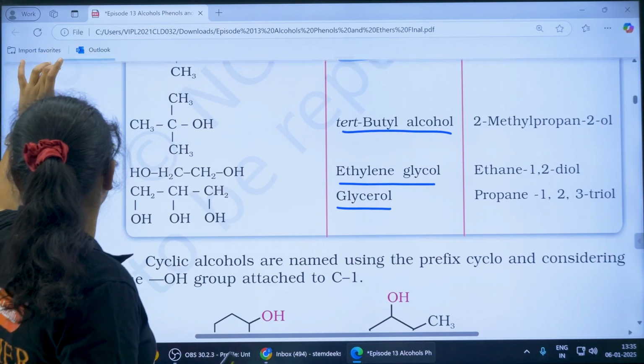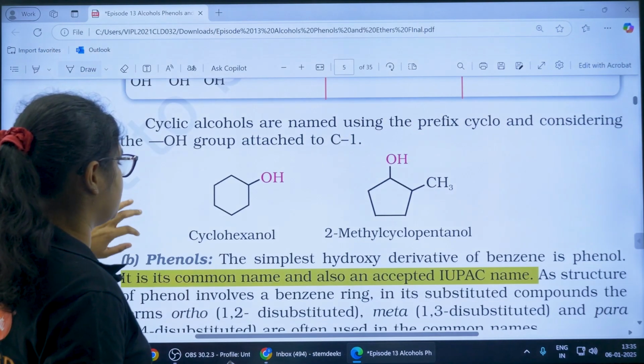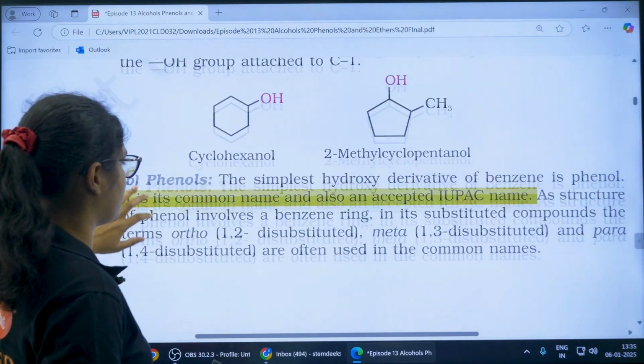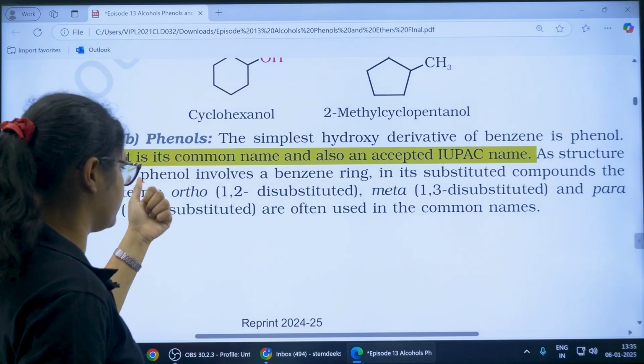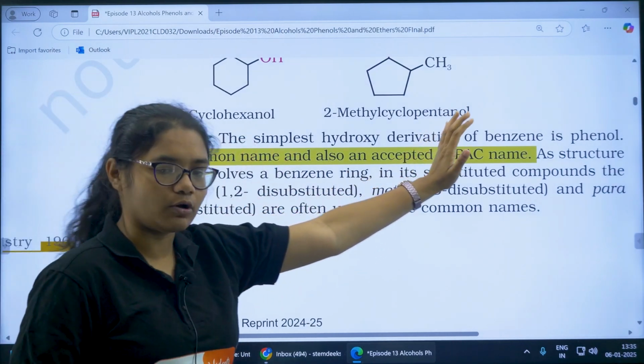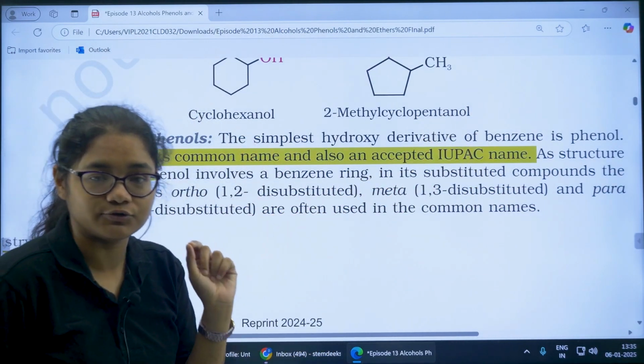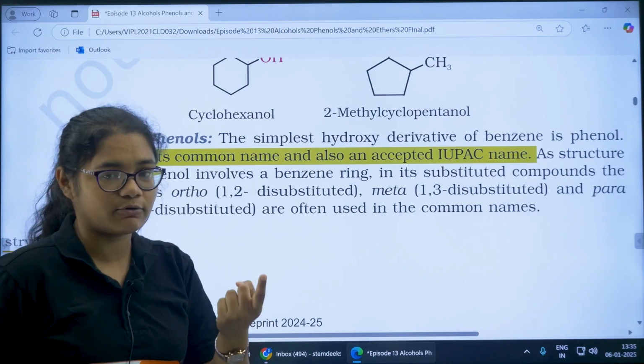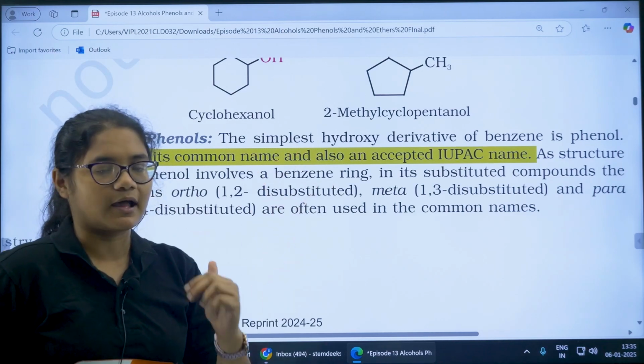Okay, now moving forward, we have here something very important: phenol. Phenol's common name is also phenol and its IUPAC name is also phenol. There is one more name of phenol that we will learn in the coming sections.